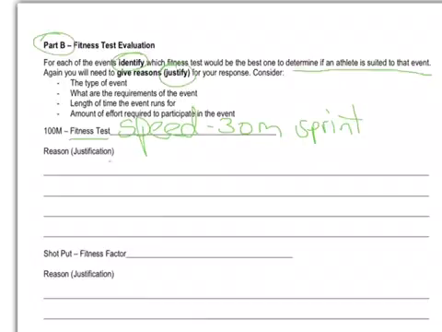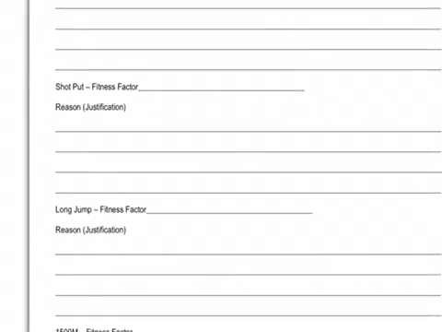And then, why would the 30 metre sprint test be a good test for a 100 metre runner? Okay. Why is it appropriate? How does it relate? Okay. And again, you can consider these 4 things: the type of event, the requirements, the length of time, and the amount of effort. So again, complete that for all 4 athletics events, okay?